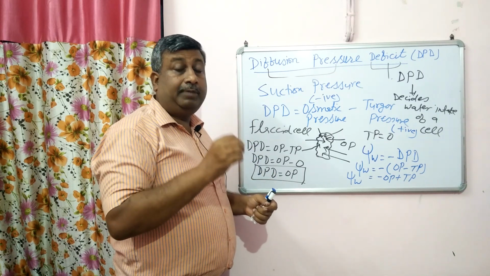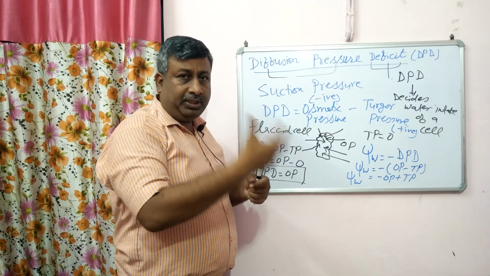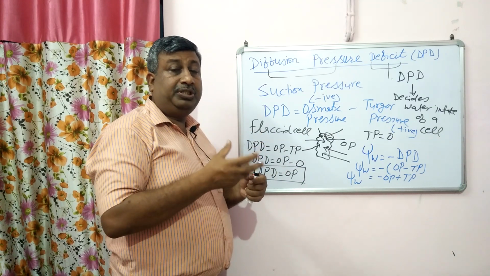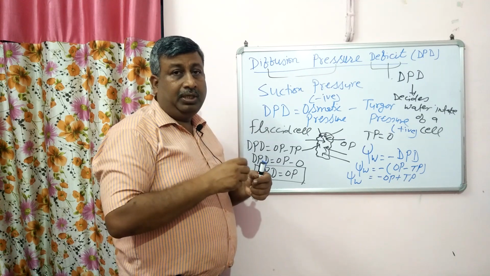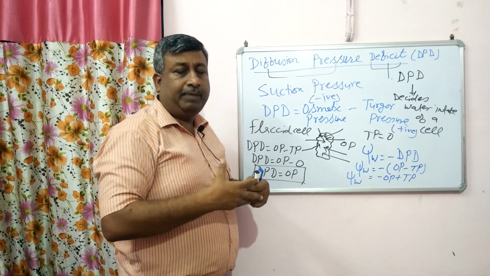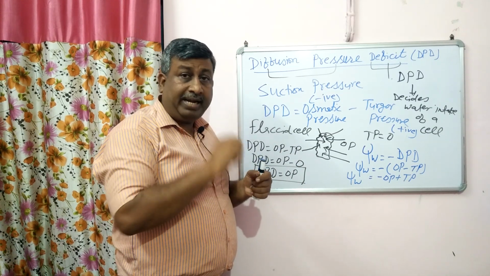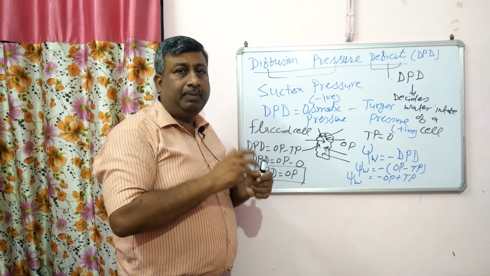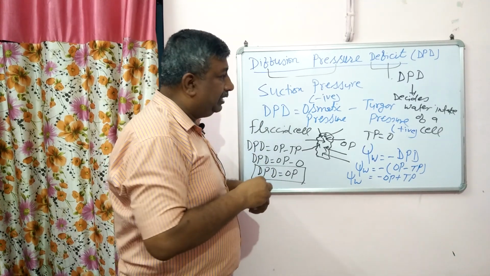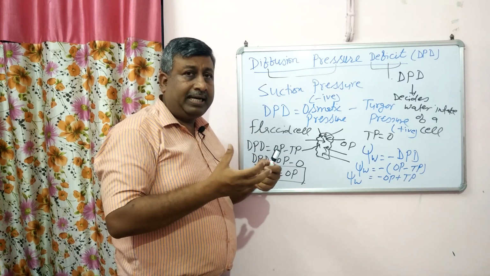Turgor pressure is decided by the water content of the cell, with high water content, more turgor pressure, and osmotic potential is decided by the solute concentration. If solute concentration is more, then there will be more osmotic pressure. So in a cell, water potential is decided by two factors mainly. Number one, what is the solute content? Number two, what is the water content? Then this difference will decide how much water a cell can take.